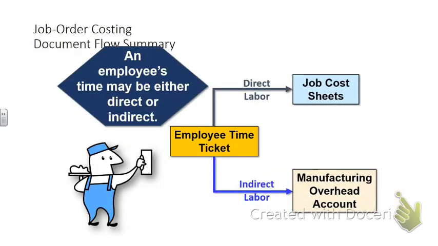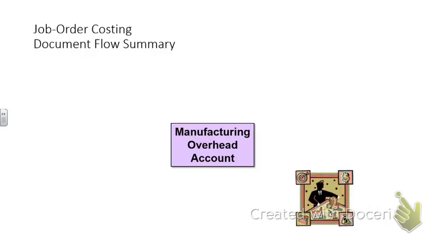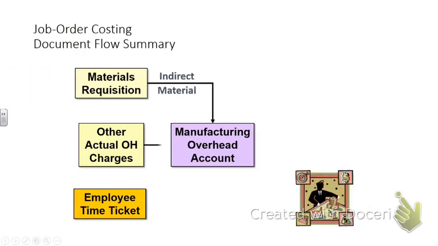The same thing is going to apply to labor. When the employee fills out their timesheet, some of that direct labor is going to go to the job cost sheet, and some of that ticket, and it may be different employees totally, is going to go to indirect labor, and that indirect labor is also going to go to that manufacturing overhead account. So once again, we're going to have things going to that manufacturing overhead account.